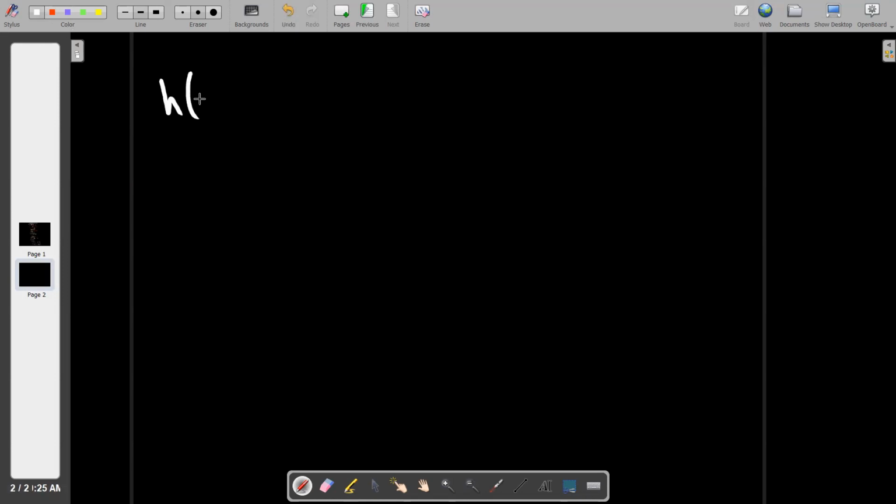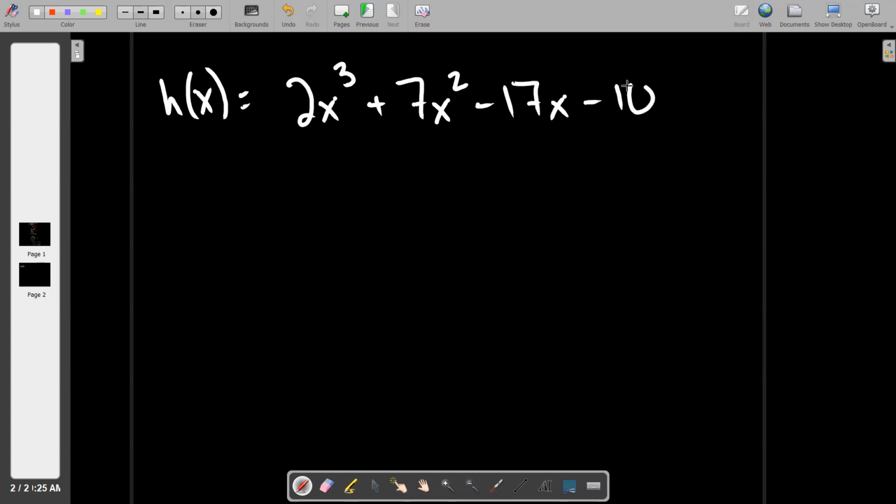Let's call this one h of x. And his meat and potatoes, his business end, is 2x^3 + 7x^2 - 17x - 10. It just got a little bit different in here because of what I did. I put a number in front of x^3. So that means that the rational root theorem just got buffed. It just got doubled in workload.